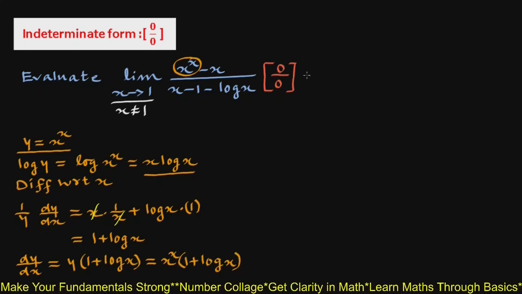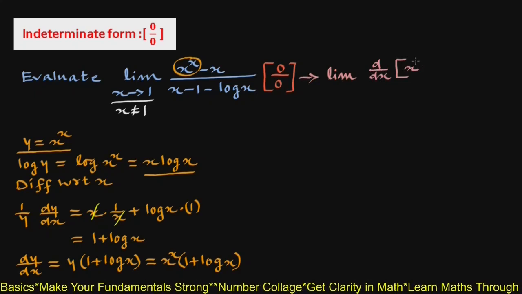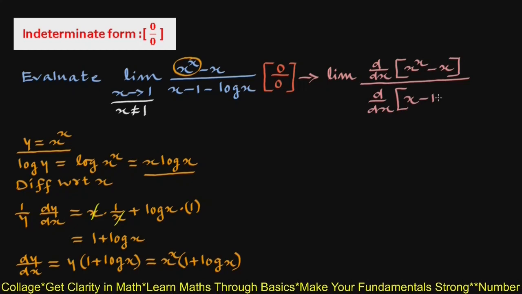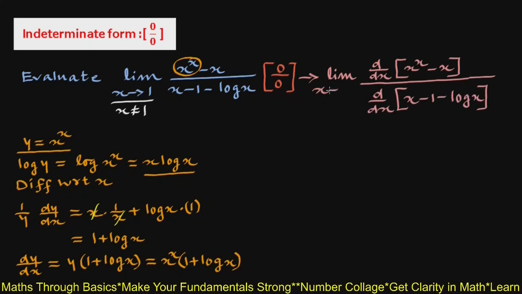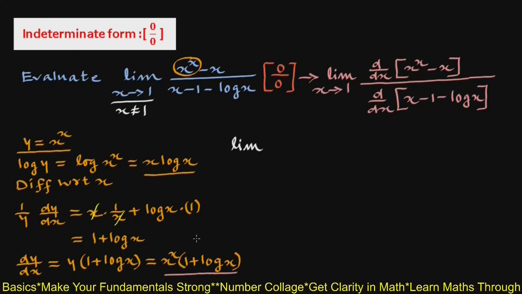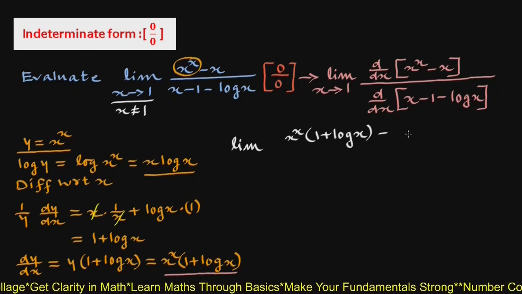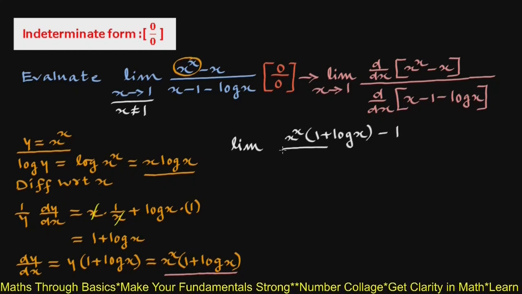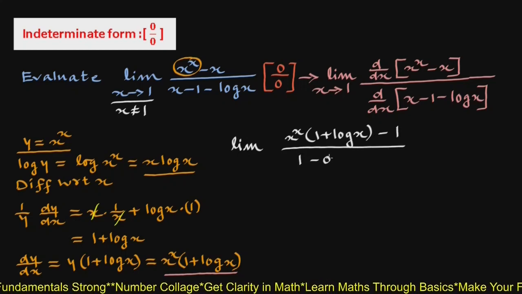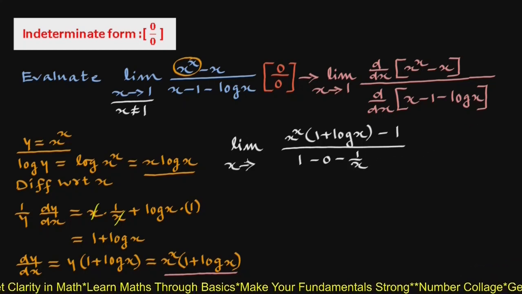Now we will apply L'Hopital's rule and write this limit as d by dx of x raised to x minus x upon d by dx of x minus 1 minus log x as x tends to 1. This will be limit derivative of x raised to x, which is x raised to x into 1 plus log x, minus derivative of x, which is 1, upon derivative of x, 1, minus derivative of 1, 0, minus derivative of log x, 1 upon x, as x tends to 1.